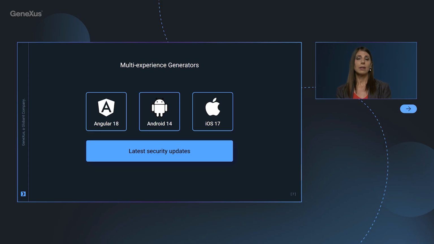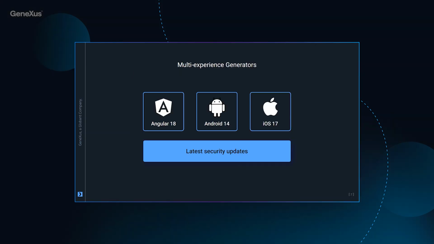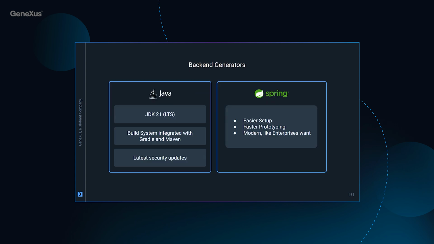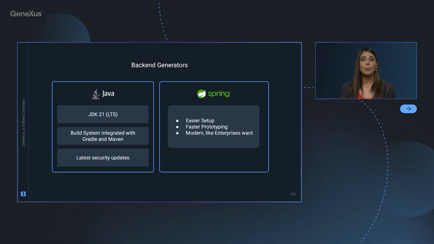I am going to start telling you about the latest technologies supported by GeneXus 18. If you are working with front-end generators, in Angular we have support for Angular 18. This, as you know, is automatically updated when you build from GeneXus, so it is an automatic update. In the case of native mobile generators, we support Android 14 and iOS 17. In the backend generators for Java, we have a new build system based on Gradle. This allows us to generate for Java 21, which is the latest LTS released. In addition, we have Spring Boot support.